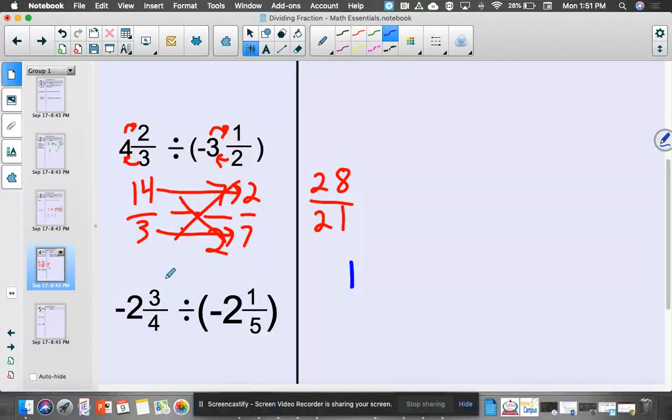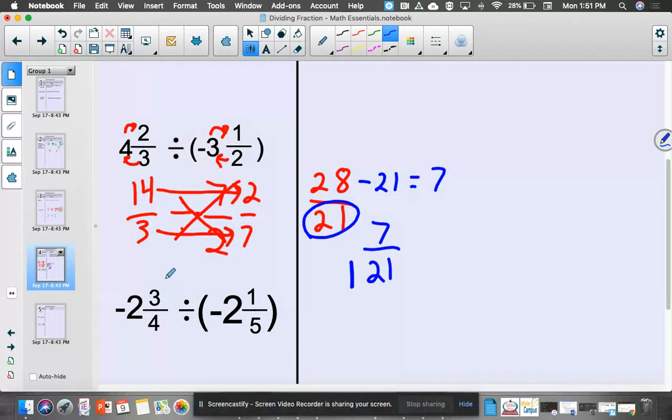21 only goes into 28 one time, so we have our 1. So then we do 28 minus 21. We have 7 left. So that goes in the numerator. We bring the regular denominator down, 1 and 7 over 21.